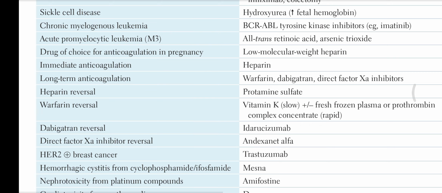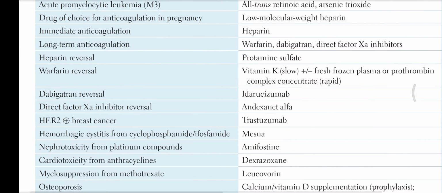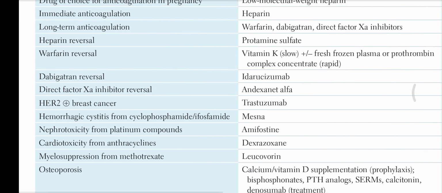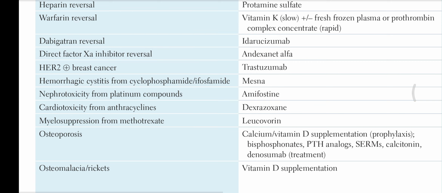Long-term anticoagulation: warfarin, dabigatran, direct factor 10A inhibitors. Heparin reversal: protamine sulfate. Warfarin reversal: vitamin K, which is given slowly, with or without fresh frozen plasma or prothrombin complex concentrate, which is given rapidly.